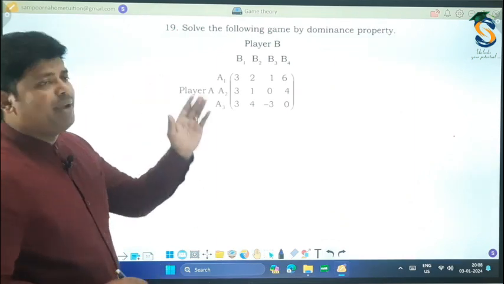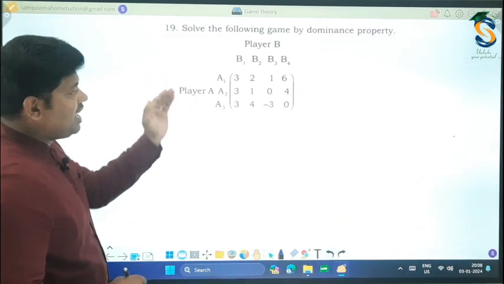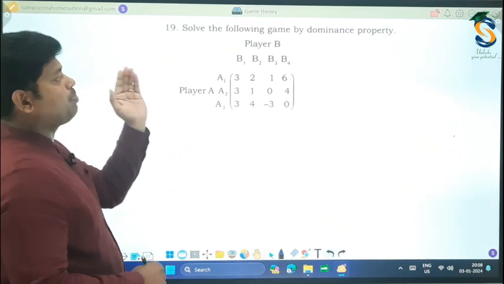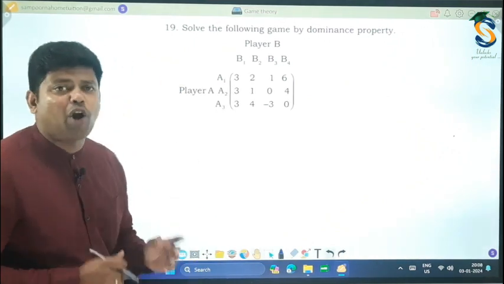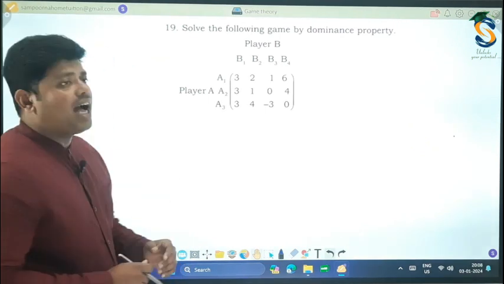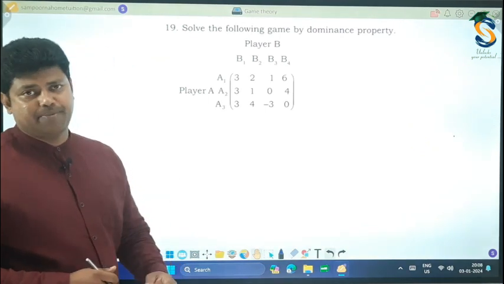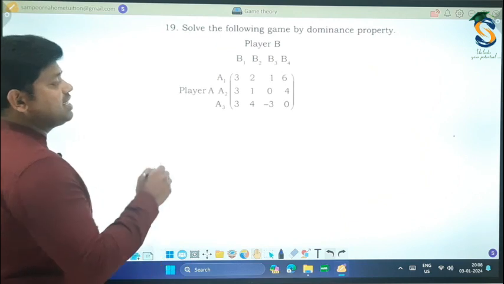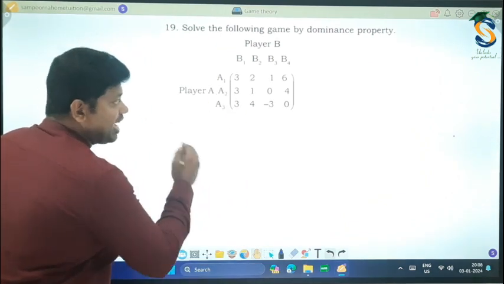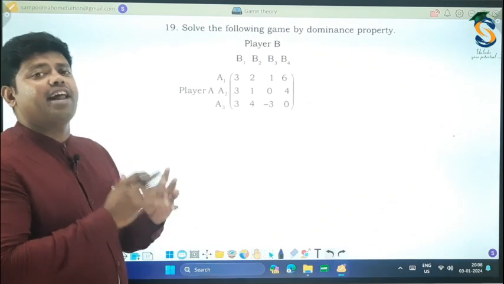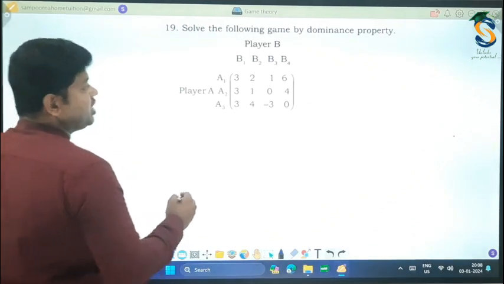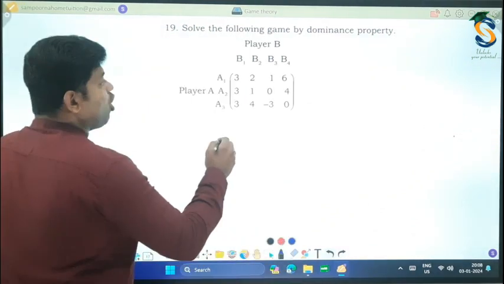Player A and player B are given. Player A has 3 strategies, whereas player B has 4 strategies. So we have to solve this by using the dominance property, and it will be for 5 marks. First thing, as I said, we have to check row wise or column wise. It's a trial and error method. So I go with row wise.